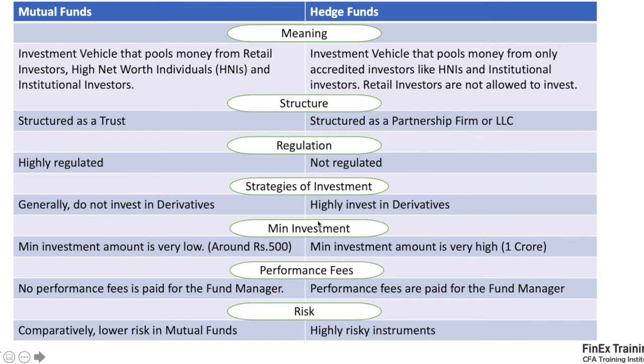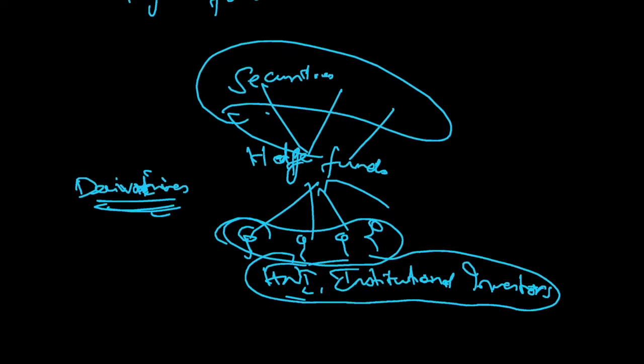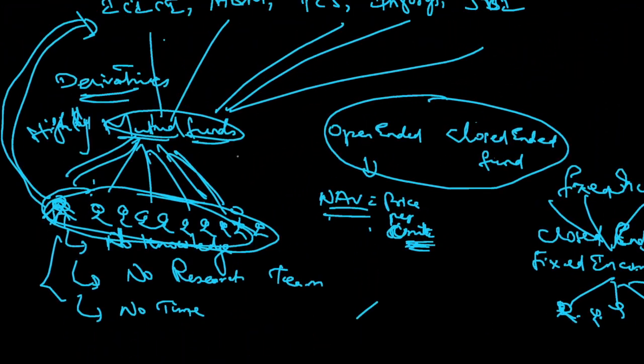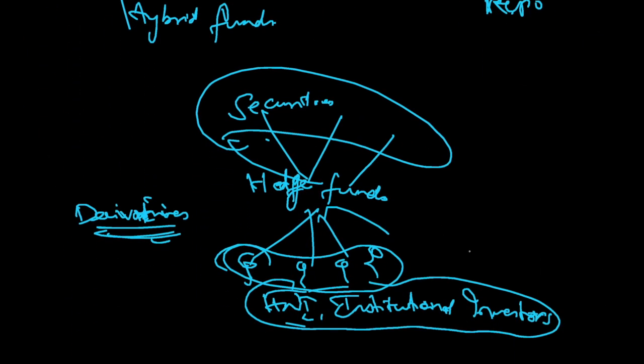Then minimum investments. For mutual funds, as they cater to the common public, the minimum investment is very low. It is as low as 500 rupees, you can invest. Whereas for hedge funds, that is not the case. You require a minimum of 1 crore to invest in hedge funds.